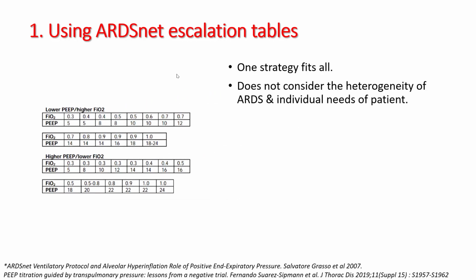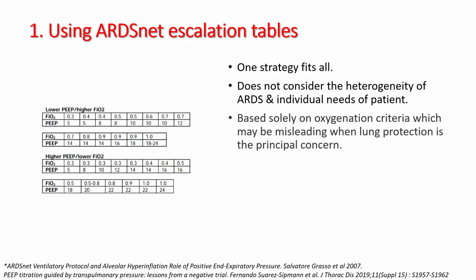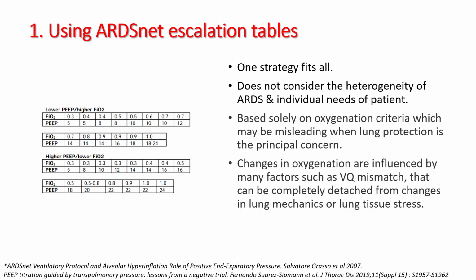These tables do not consider individual needs of the patient and are like one strategy fits all. They are based solely on oxygenation criteria, which may be misleading when lung protection is the principal concern. We know that changes in oxygenation are influenced by many other factors, such as VQ mismatch, and these are completely detached from changes in the lung mechanics or the lung tissue stress. The studies which have looked at the ARDSnet patients later have shown that they develop higher lung stress and alveolar hyperinflation.